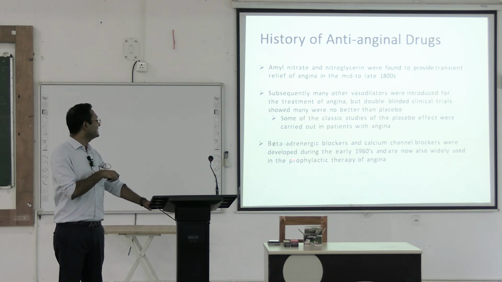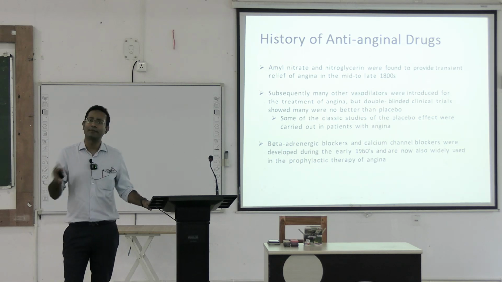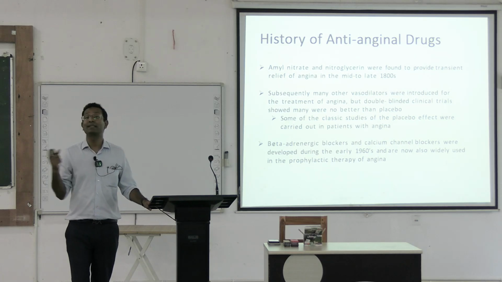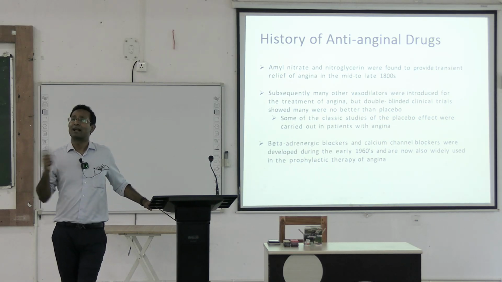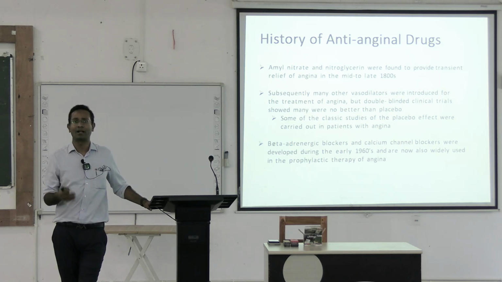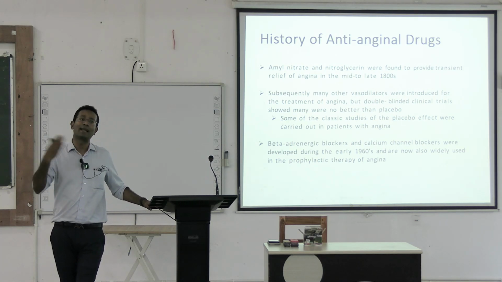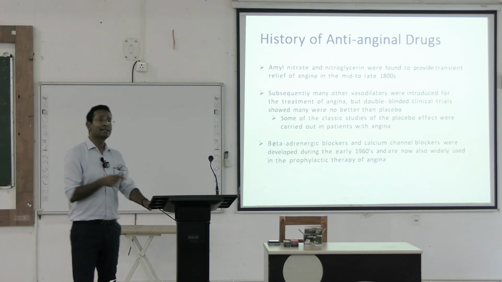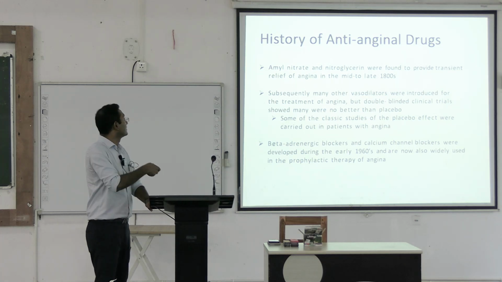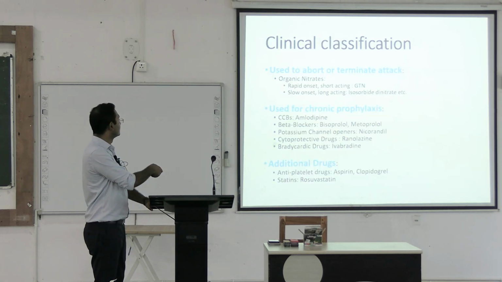But late in the 1960s and 1970s, beta blockers, especially beta 1 selective, cardio-selective beta blockers, and calcium channel blockers came into the market, which are used nowadays for prophylaxis of angina. Nitrates, the next slide will help you with that.